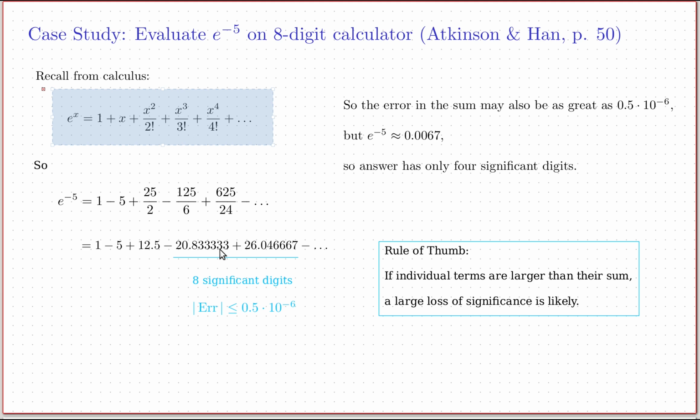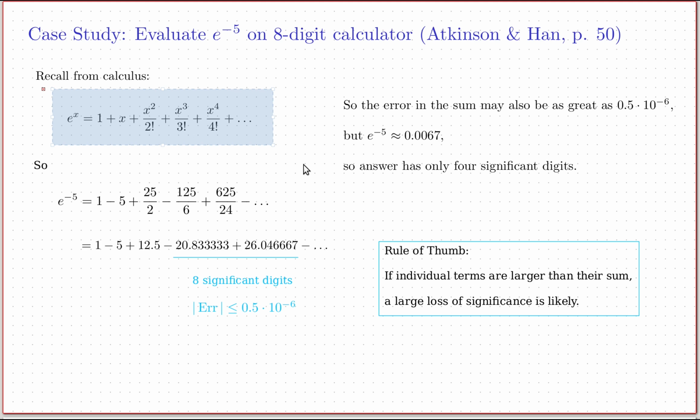Now, you can't get rid of an error once it's been introduced. I mean, you might get lucky. You might introduce a compensating error, an error that goes in the opposite direction, but there's no guarantee that that will happen. So the best we can say is, the error in the complete sum, when we add up all the terms of the series, all 20 or 30 of them, however many we're going to do, there's no reason to think that the error won't be as great as 0.5 times 10 to the minus 6th. Now, given that the true value is only about 0.0067, an error of 0.5 times 10 to the negative 6 would represent only 4 significant digits.